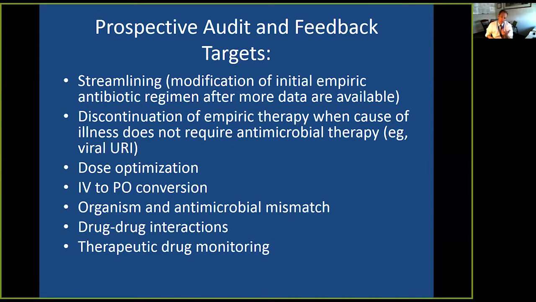In the literature, this prospective audit and feedback can occur anywhere from 48 to 72 hours. But I'd say in small hospitals, the length of stay is generally shorter. I would move that up to 24 to 48 hours to make sure you're really getting effective and you're actually hitting the patients that are still in your hospital.